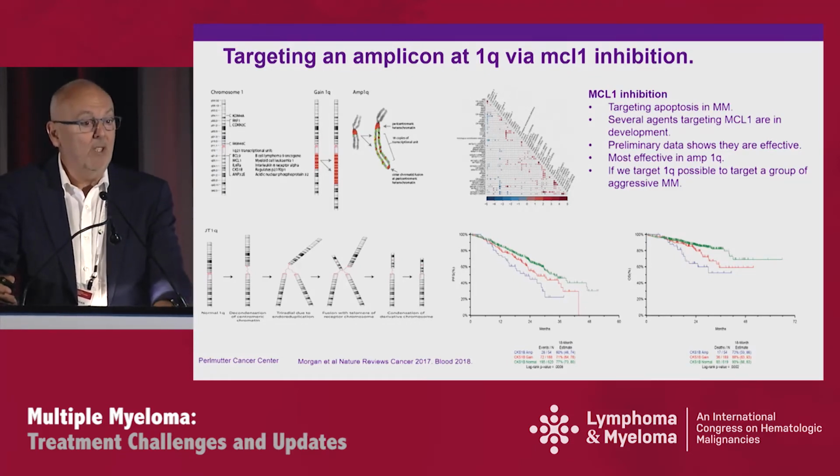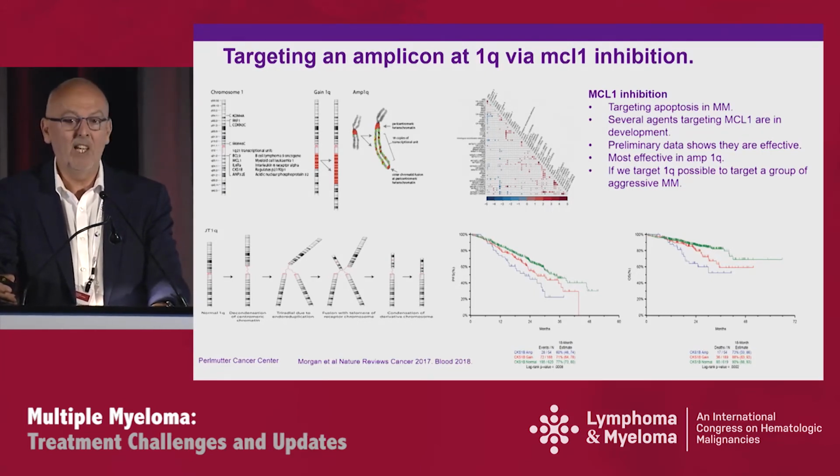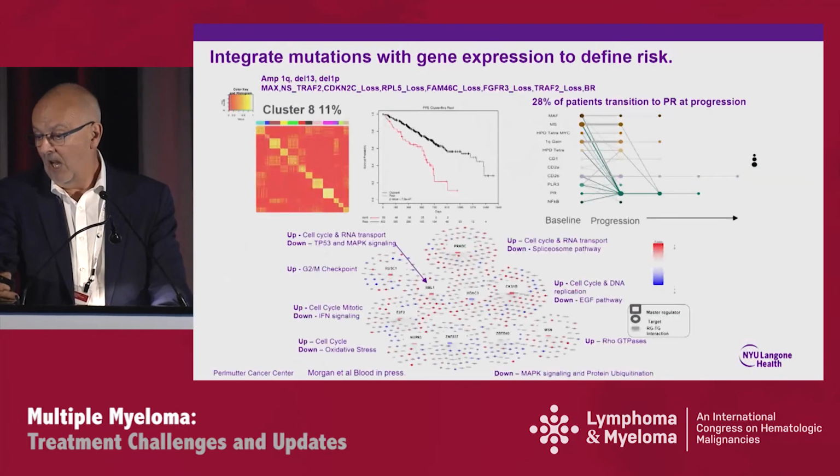But it's been moot as to whether this was relevant clinically, but now as we start to have MCL1 inhibitors, MCL1 is located on an amplicon on chromosome 1q, and it looks in the preliminary work as if we may be able to target 1q amp with MCL1 inhibition and get enhanced responses in that group. So I'm optimistic about the way forward there.